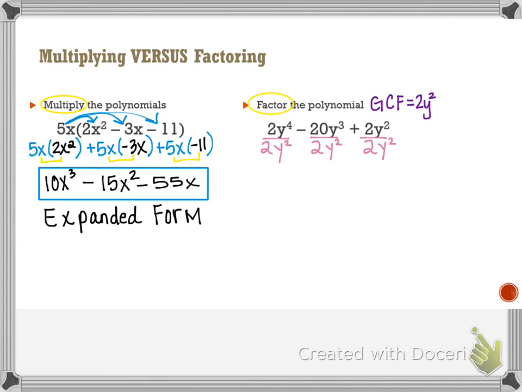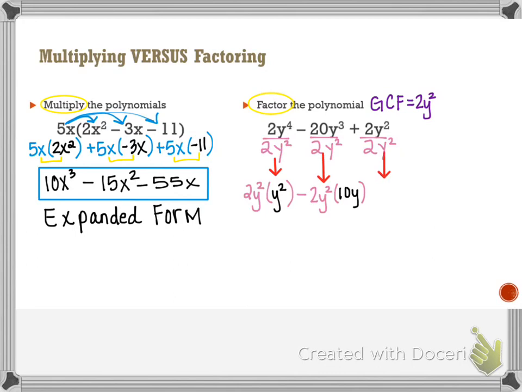So the next thing I'm going to do is rewrite each term in the polynomial as a product of the GCF, which was 2y squared, and something else. I need to see what we would multiply 2y squared by to get each term back. So that might sound a little confusing, but let me show you what I mean. So for the first term, if I want to write it as a product, 2y to the 4th would be the product of 2y squared times y squared. Okay, let's look at the second term. I have negative 20y cubed. That's the product of negative 2y squared times 10y. So if I were to multiply those, I would get negative 20y cubed.